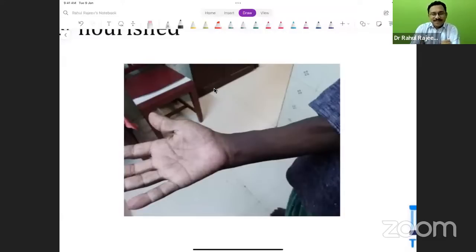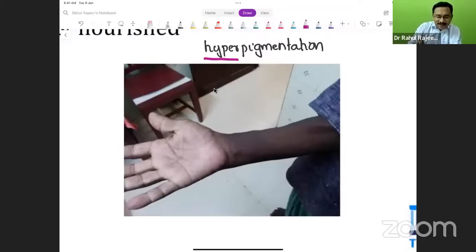What is striking? You can see that the forearm is very much dark. There is a significant hyperpigmentation of his forearm. In fact, over his face also it was there, but since I don't want to reveal the patient identity, I'm just not showing you the picture of the face, but you can see there is a definite disproportionate hyperpigmentation. So just look at his palms and look at his forearms.